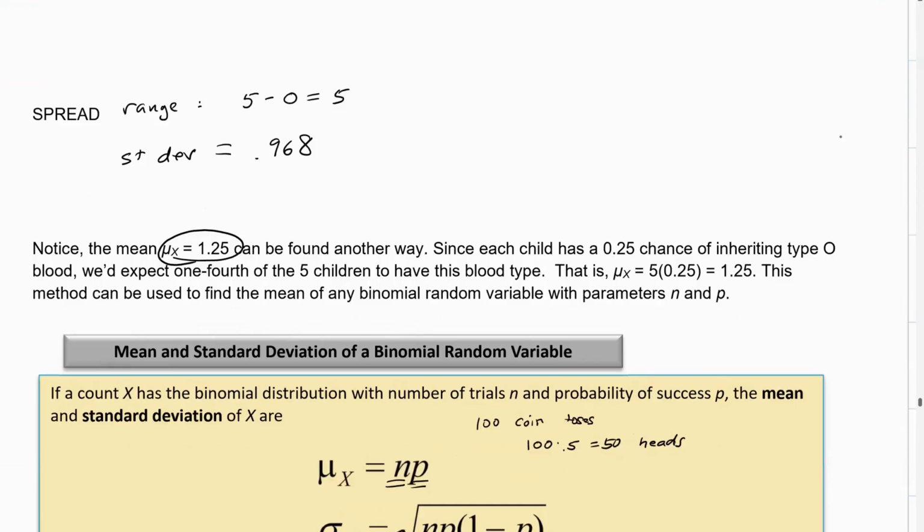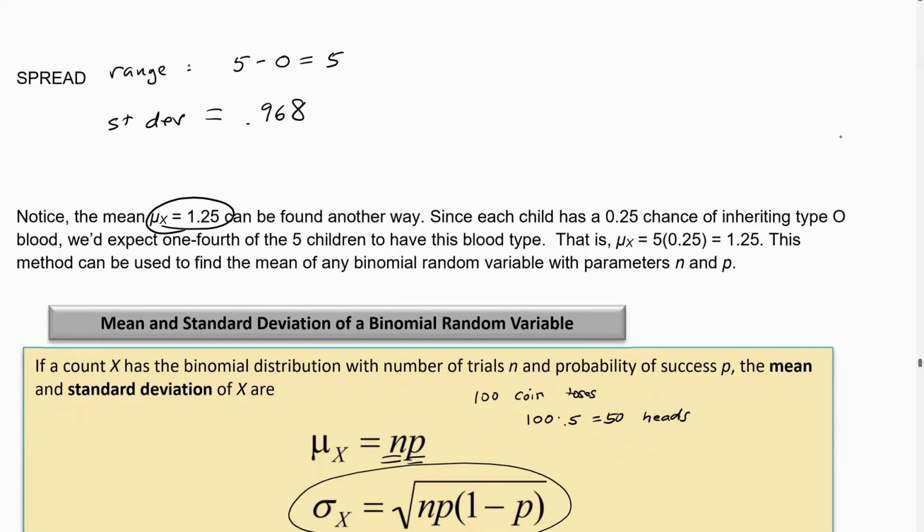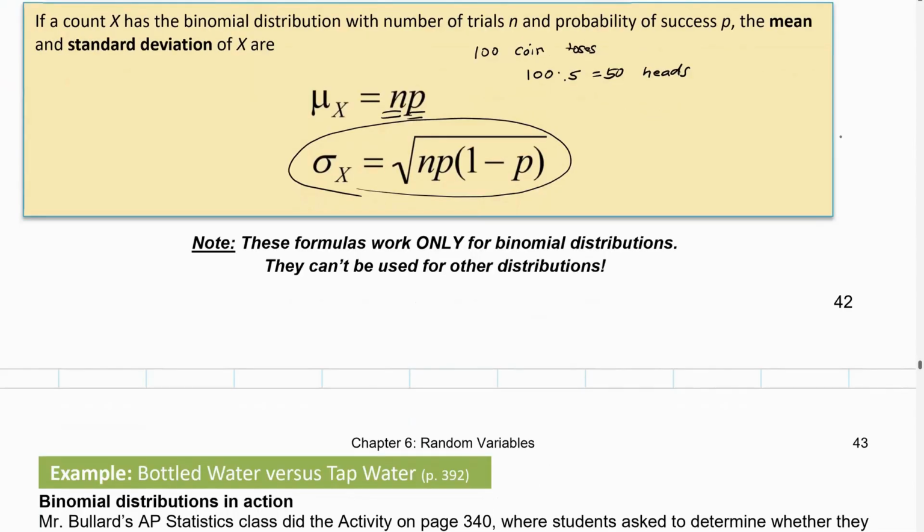The standard deviation has this crazy formula, and we might see that indeed the square root of 5 times 0.25 times 0.75 ends up being that number. Okay, please note that these formulas are only for binomial distributions. They don't work for other distributions.